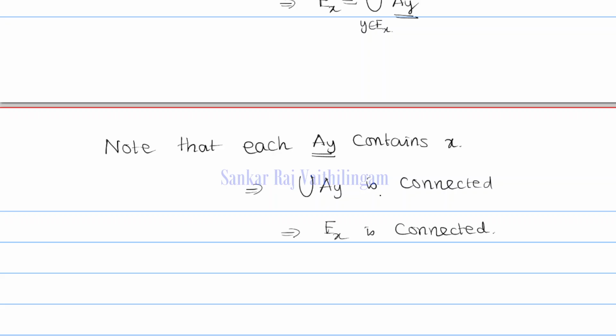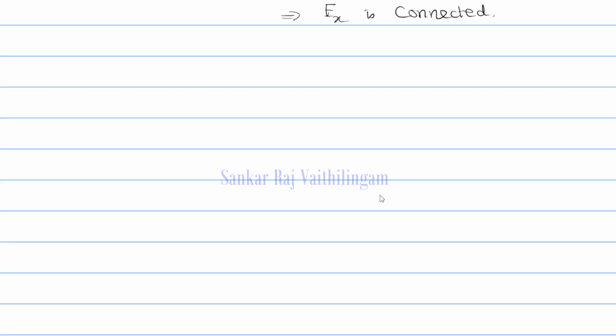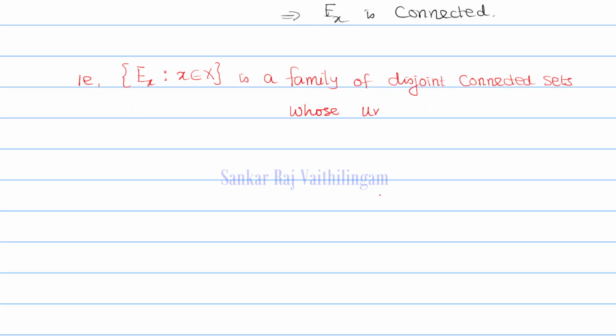Okay, so I have proved that it is connected. So what we have shown is that the collection of all E_x, where x belongs to capital X, is a family of disjoint connected sets whose union is equal to capital X. This is the proof of the first part.